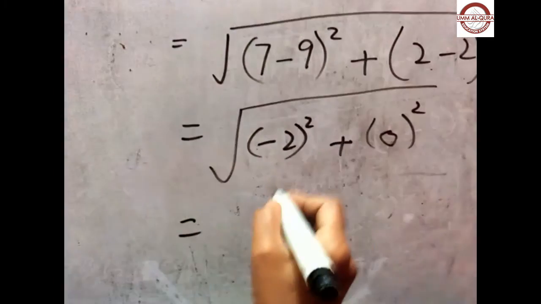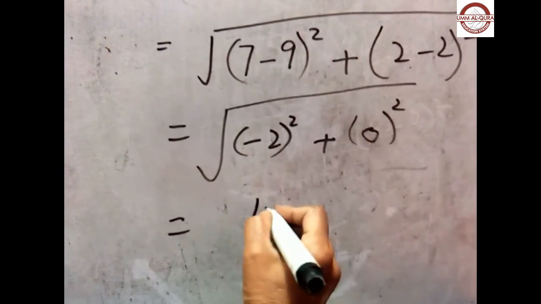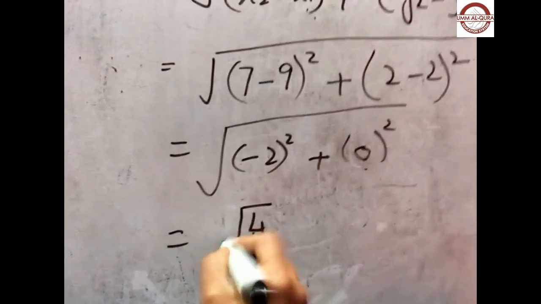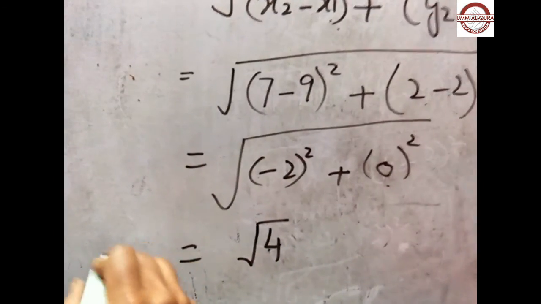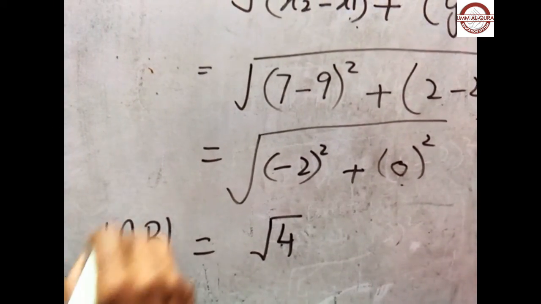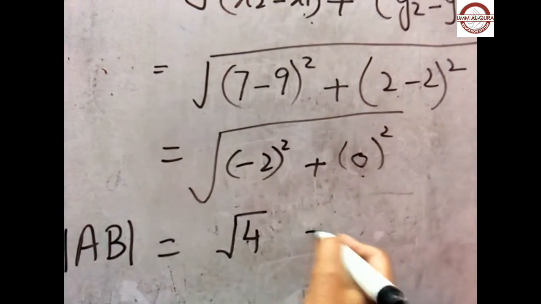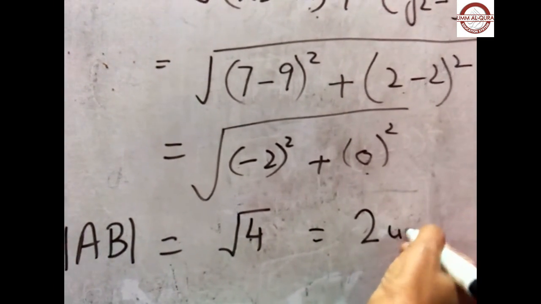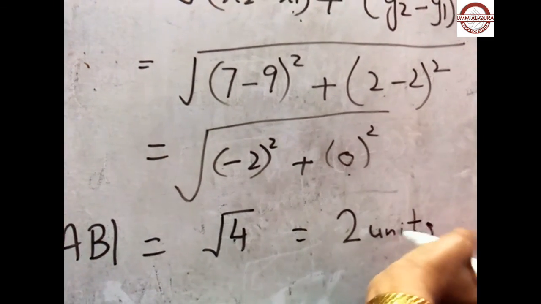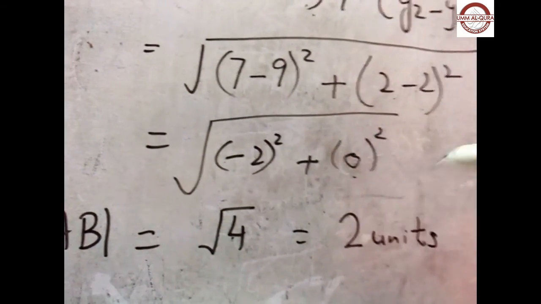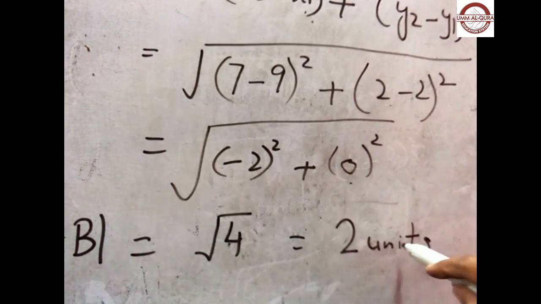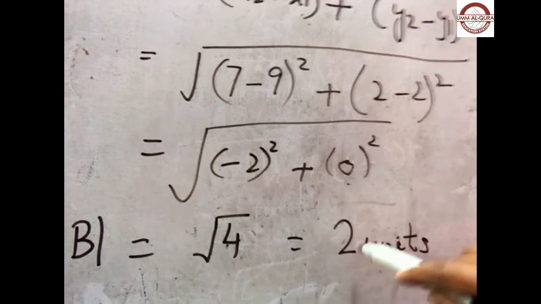It is equal to minus 2 square, which is 4, since minus 2 multiplied by minus 2 is 4, and 0 is equal to 0. So only 4 under root. AB distance is equal to under root 4, which is equal to 2 units. Units mean whichever unit is given, we will write here. If there is centimeter, meter, or any unit used in the question, we will write here that unit. So I only write here 2 units.